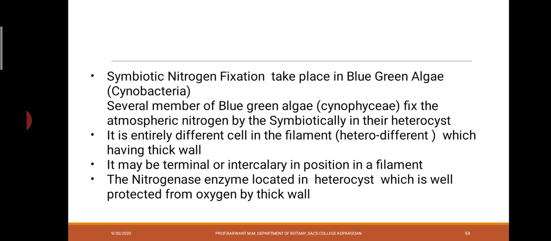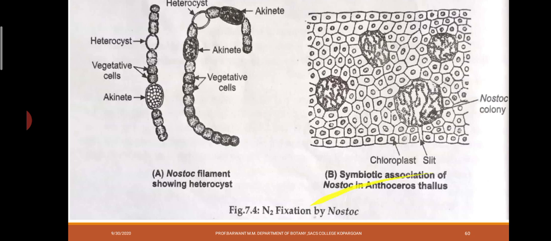Several members of blue-green algae, the cyanophytes, fix atmospheric nitrogen symbiotically in their heterocyst. The heterocyst is entirely different from the other cells in the filament; hetero means different, and it has a thick wall. It may be in a terminal or intercalary position in a filament. The nitrogenase enzyme is located in the heterocyst, which is well protected from oxygen by the thick wall.